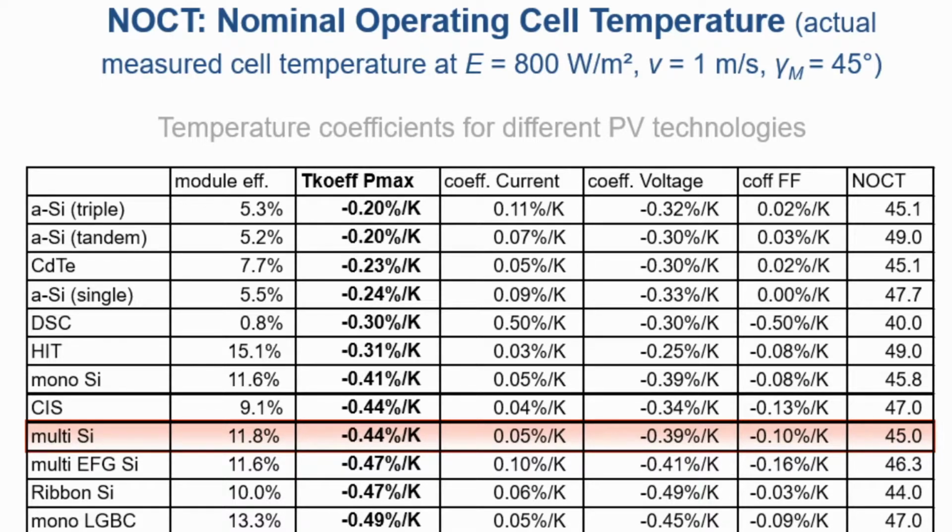Then you have here a number for the NOCT. This means nominal operating cell temperature. So this is not the standard 25 degrees. This is the actual temperature of the solar cell which actually develops. I will give you the exact methods soon.